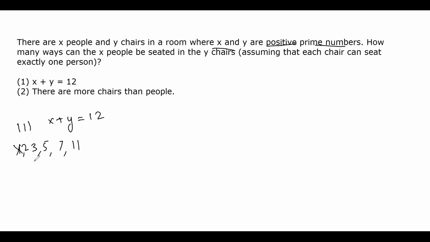So the only possible way you can get a sum of 12 is 7 plus 5. So that means 7 and 5. So it's 7C5. It doesn't matter whether there are more chairs or more people, you'll get the same answer. So A is the answer. Lakshmi, Ryan, did you understand? Yes. Okay.